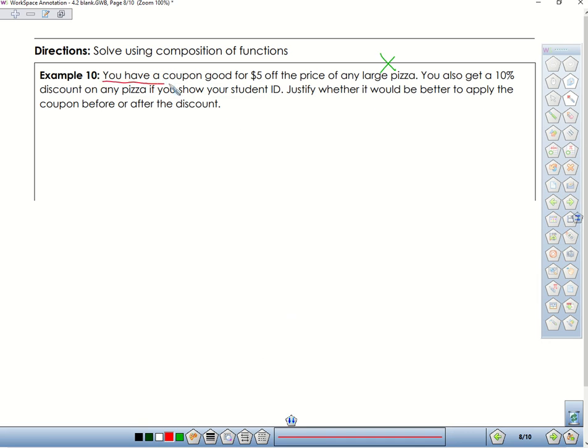So let's make a function for this. The value of the pizza after you apply the coupon would be x minus what? 5. Because the price of the pizza would be $5 less than what it was originally, right? If we apply a coupon for $5.